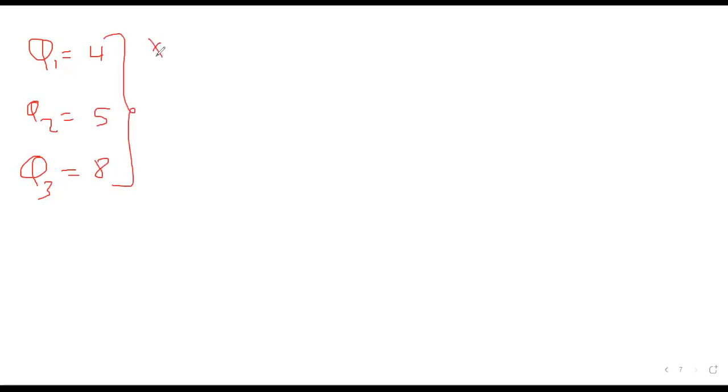Would you call the first quartile the mean? No, it's not the mean. It's the second quartile that is the median, because it's just the middle number. So this is the first quartile, this is the second quartile, and this is the third quartile, or upper quartile.